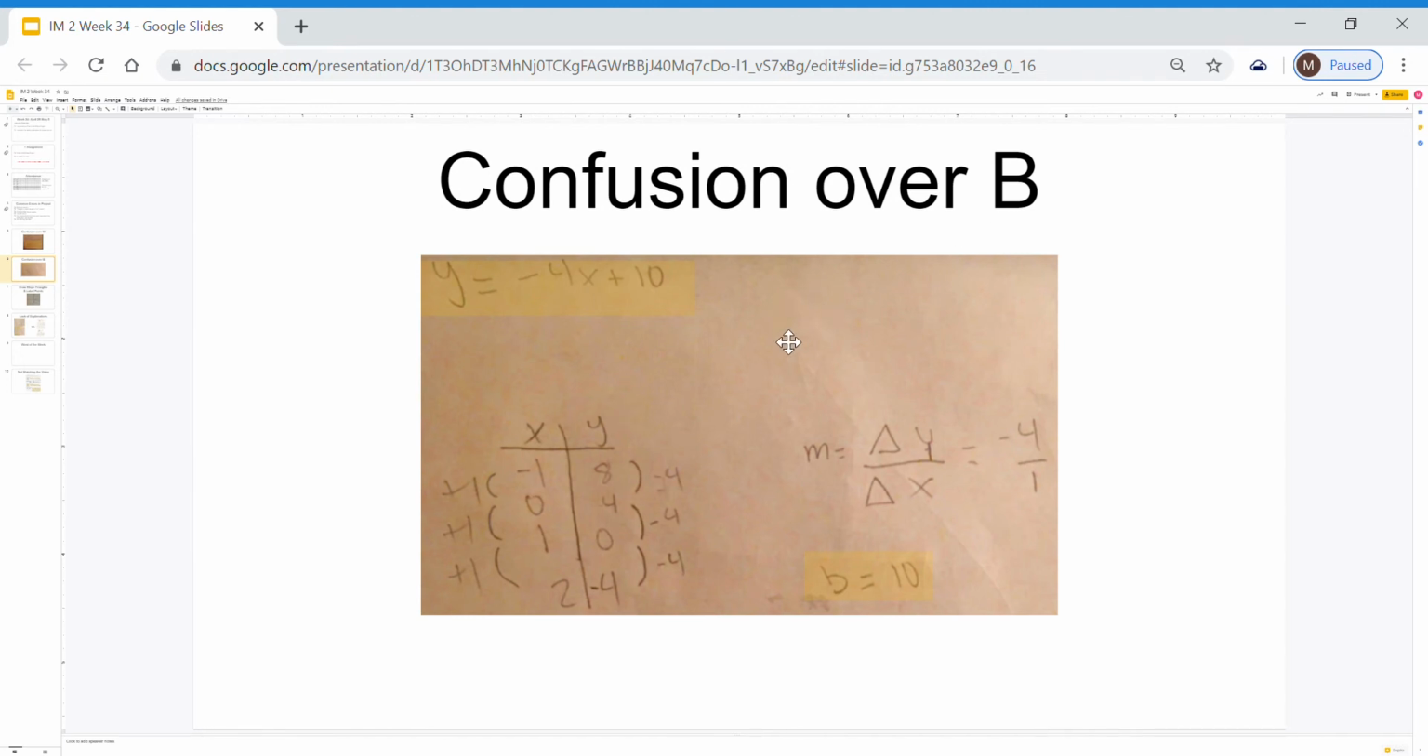Also, there's confusion over b. The student said b is 10. It appears in the equation as 10, but in the table, the 10 does not appear for b. So the table is not correct, or the equation is not correct, because they don't match. The equation and the table do not match.